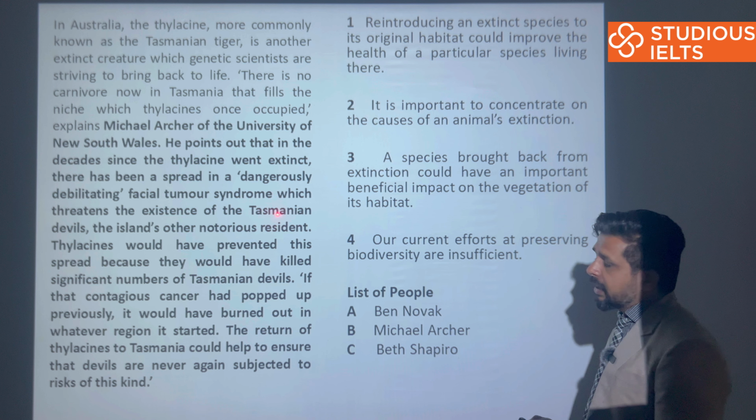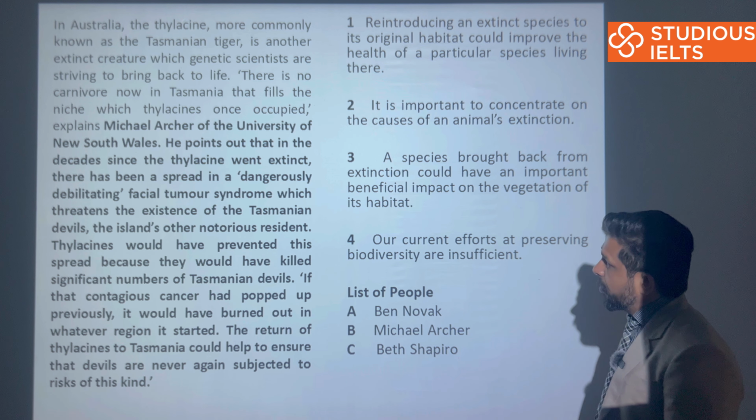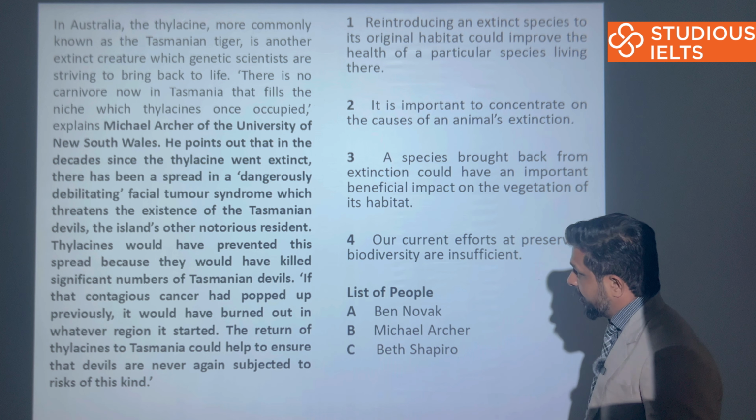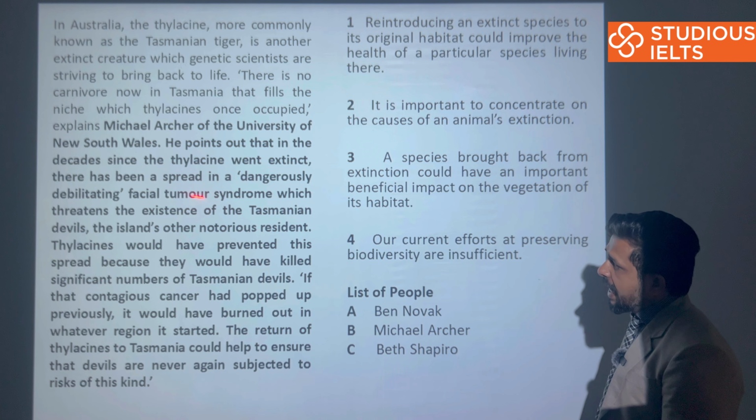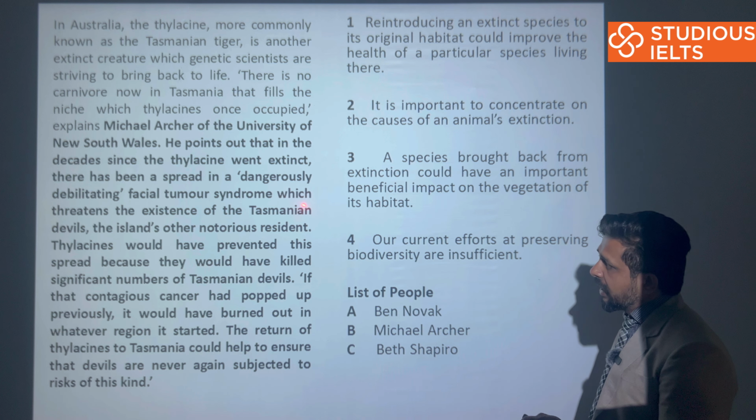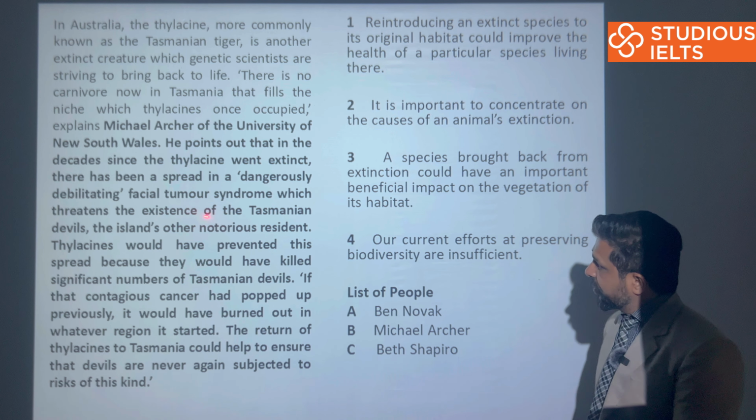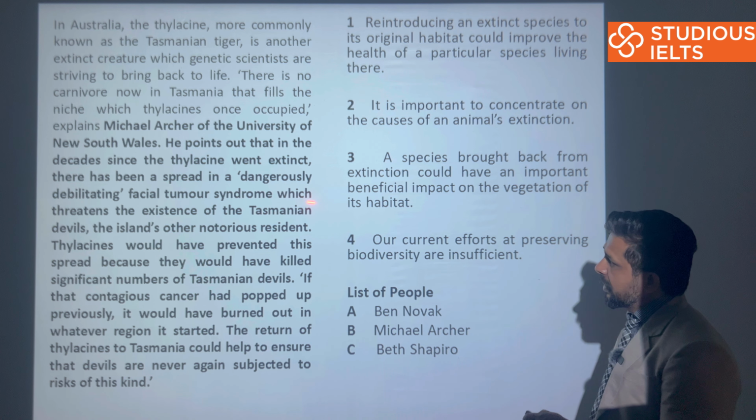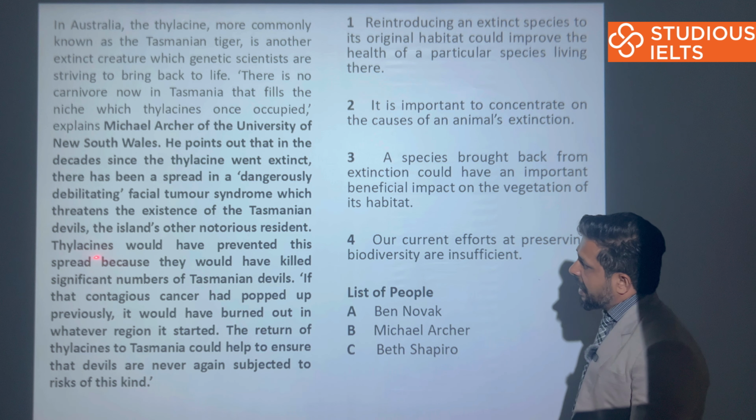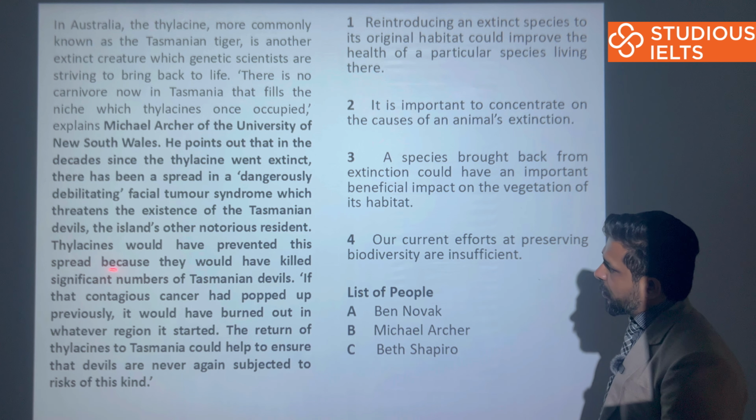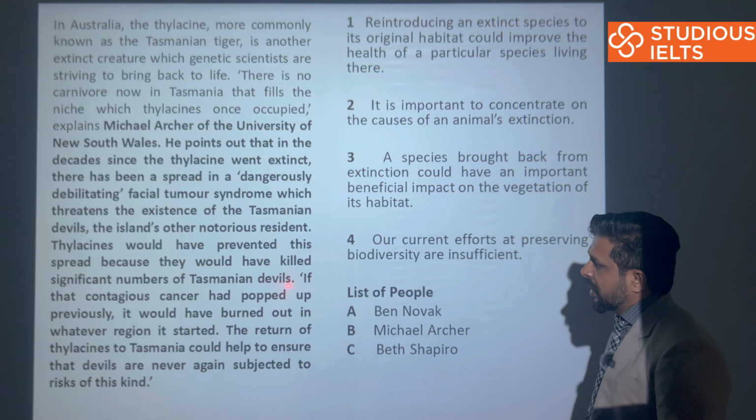One Tasmanian animal is the thylacine, but it has been extinct. But after that, there is one problem that has occurred for another resident of Tasmania, that is Tasmanian devils, and that problem is this facial tumor syndrome. Further, he says thylacines would have prevented this spread because they would have killed significant numbers of Tasmanian devils.